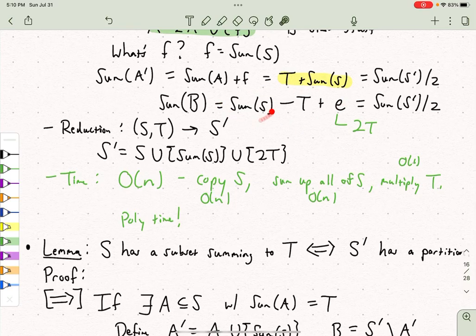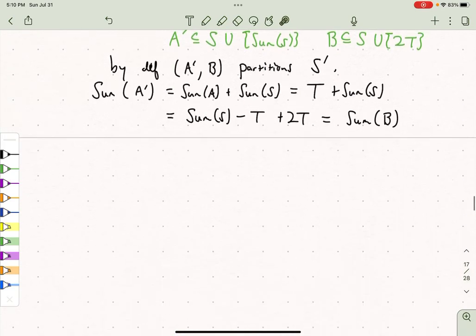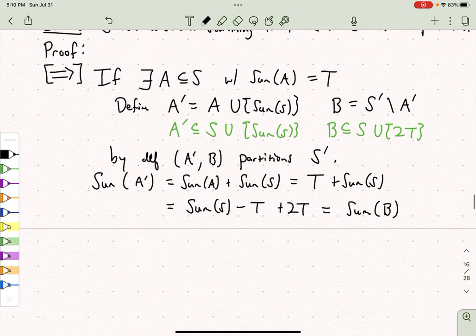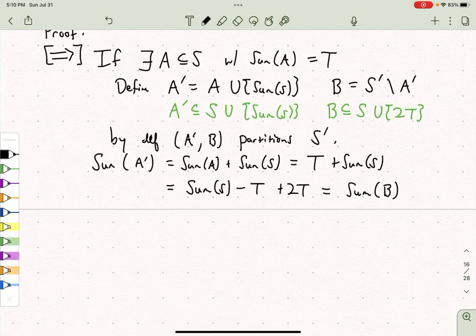So the sum of B is the sum of everything in S, except for t, because we removed the t elements that were summed by A, and then we added this extra element e. Okay, so that's one direction of the proof. That says if there exists a subset that sums to t, then we can create the partition from it.